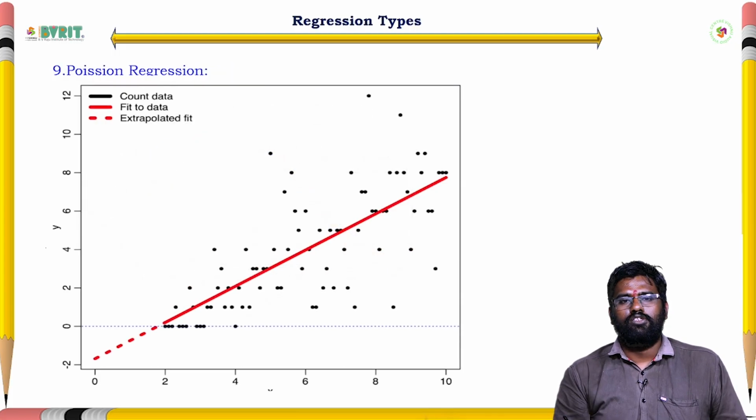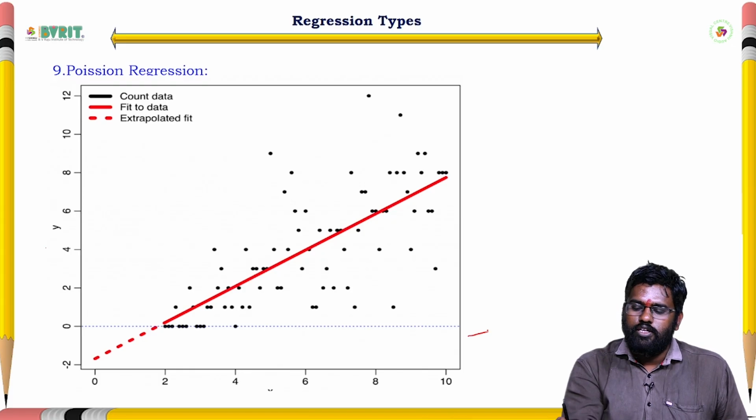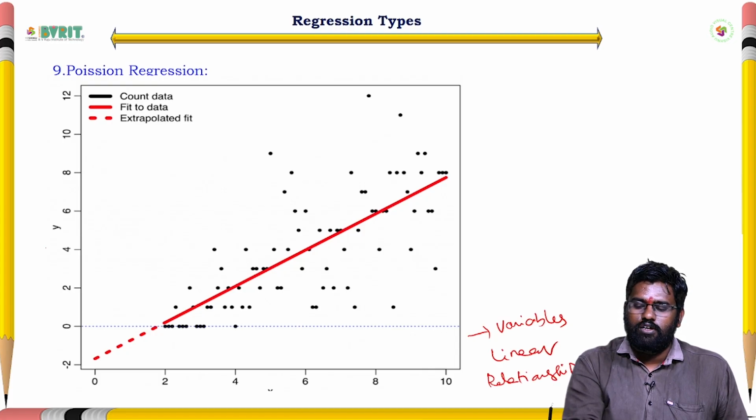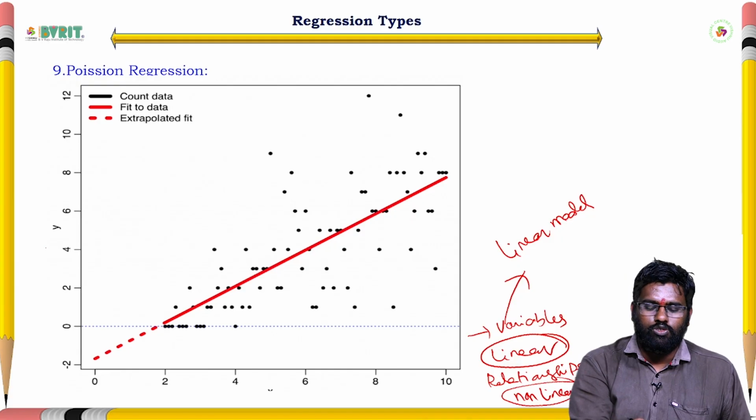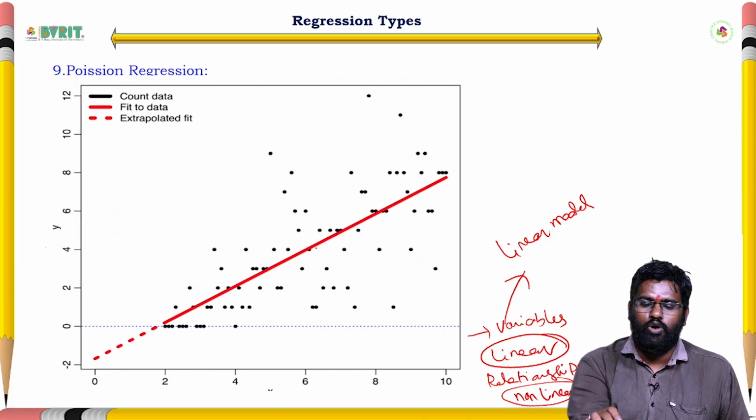Next one, Poisson regression. Poisson regression is also called a linear model. Why are we not calling it linear regression or non-linear regression? Poisson regression shows the variables or characters in linear format, but shows the relationships in non-linear. It is a combination of linear variables and non-linear relationship. That's why we are calling this a linear model. So it is used to show the curve like this. They need to show the points like this.